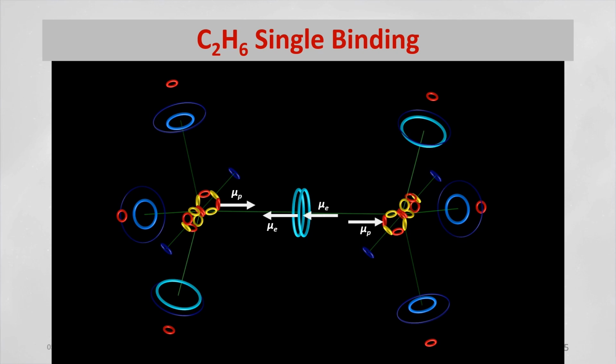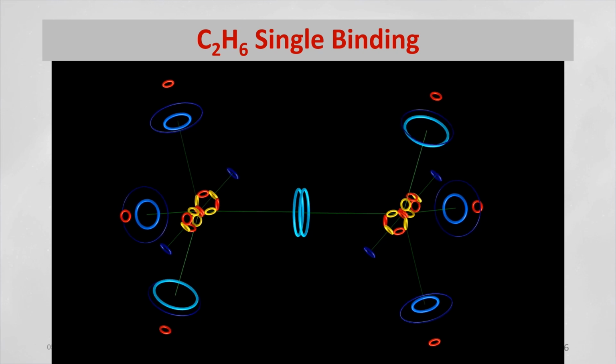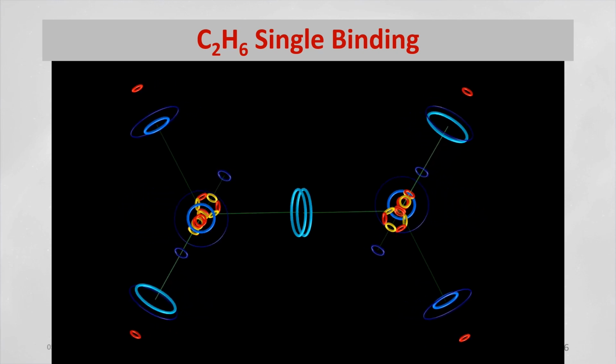For a covalent bond to be formed between two electrons, both electrons must have a parallel direction of their magnetic moment vectors. A model of the single bond between carbon atoms in an ethane molecule.